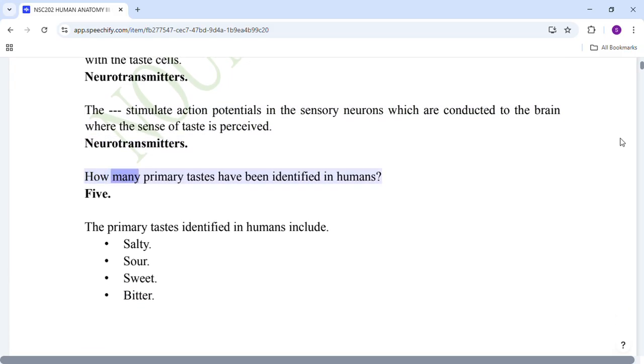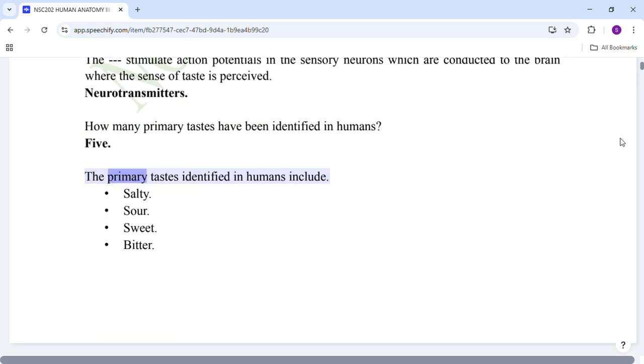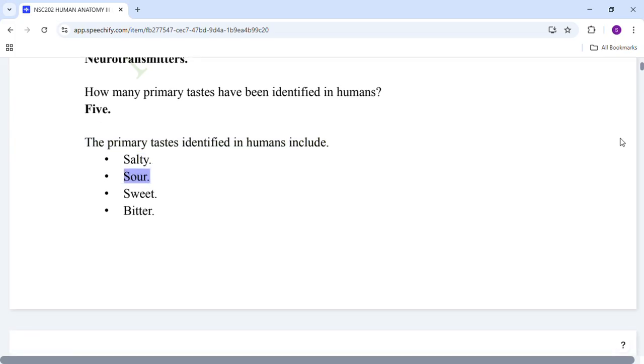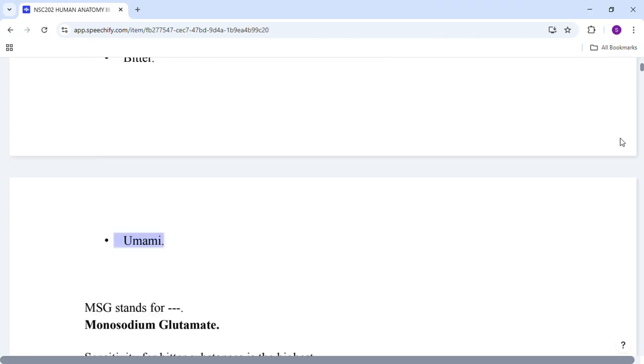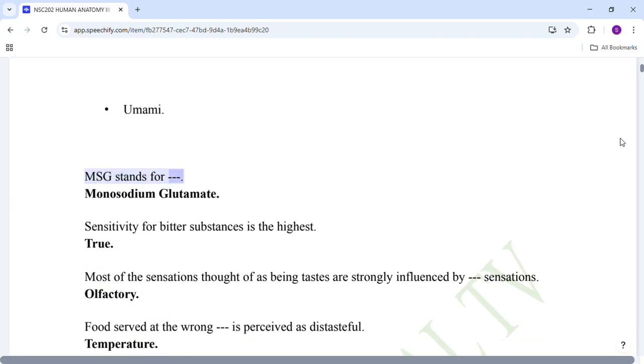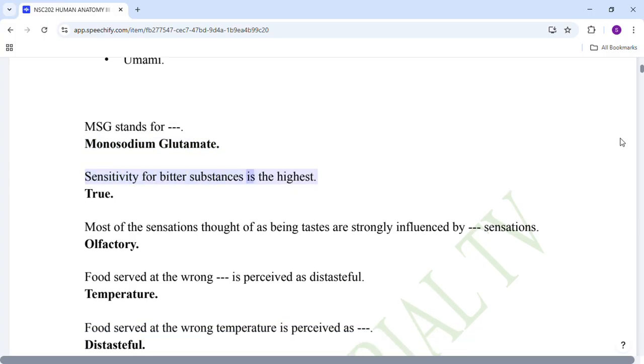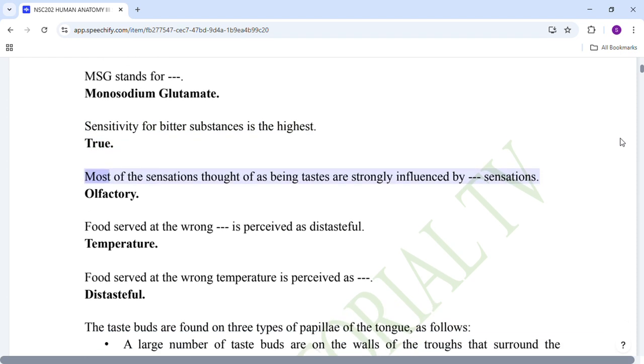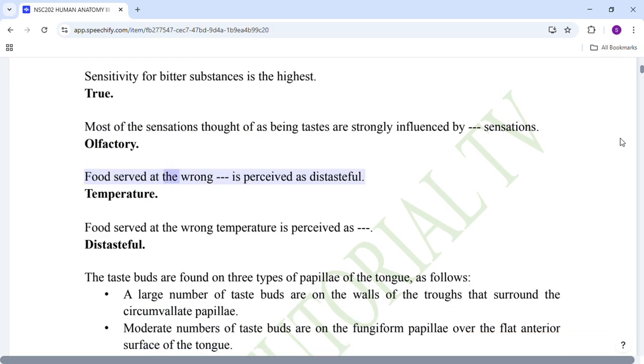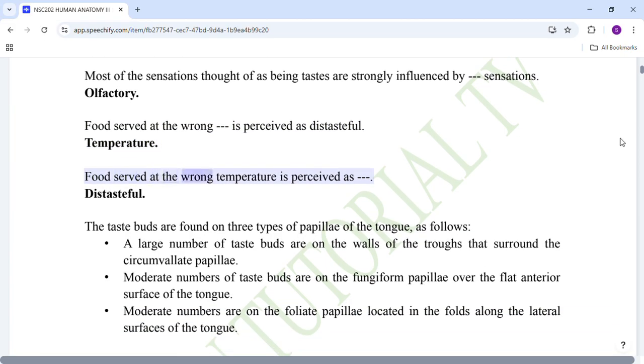How many primary tastes have been identified in humans? Five. The primary tastes identified in humans include salty, sour, sweet, bitter, and umami. MSG stands for monosodium glutamate. Sensitivity for bitter substances is the highest. True. Most of the sensations thought of as being tastes are strongly influenced by olfactory sensations. Food served at the wrong temperature is perceived as distasteful.